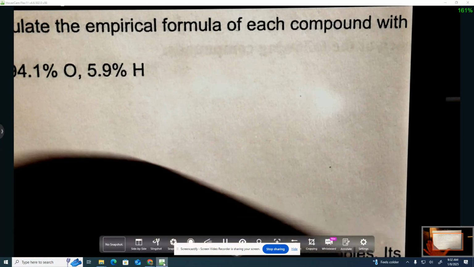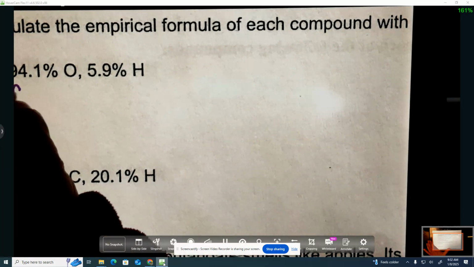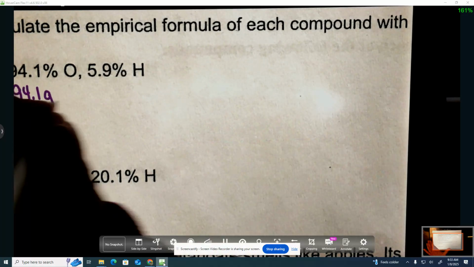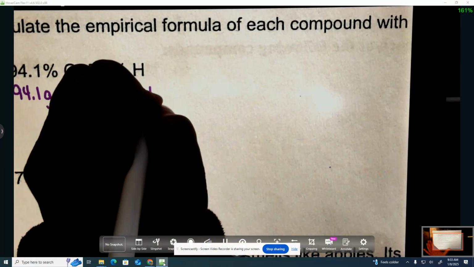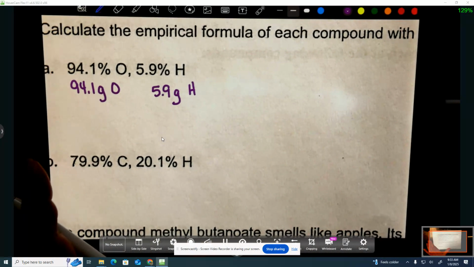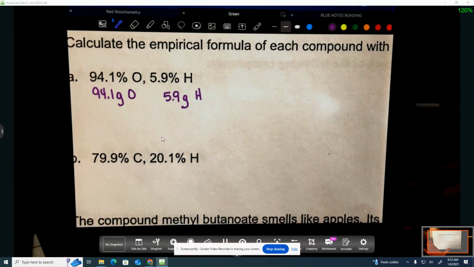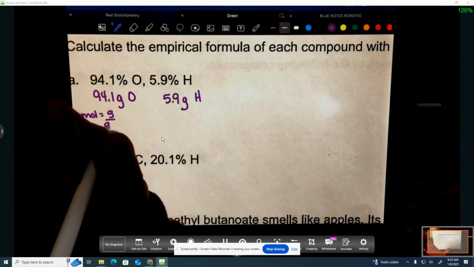So how do we do this? We're going to turn the percent to grams. Good. Stop talking. 94.1 grams and 5.9 grams. This is oxygen. This is hydrogen. We'll just keep them labeled. After you get that into grams, then what are we going to change it to? We're going to change it to moles using the gram formula mass. So, moles equals grams over gram formula mass.